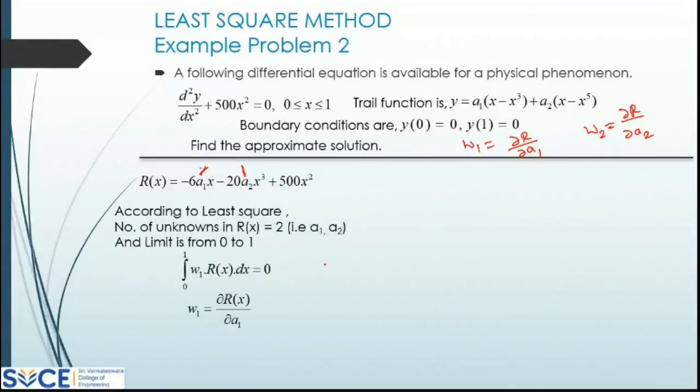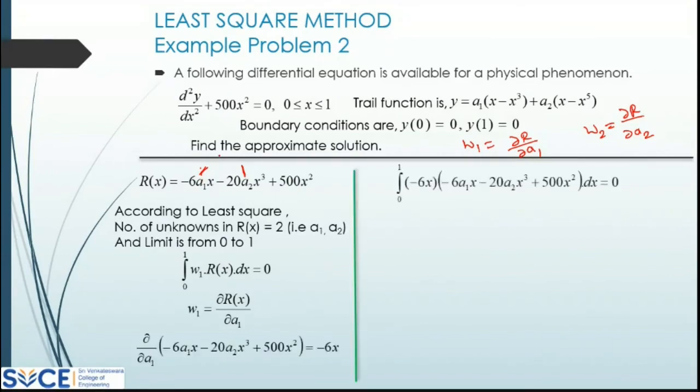So when I put ∂R/∂a1, what I'll get? I will get -6x. So multiply this -6x with your R of x. When I multiply, I will get some other terms, and then I'm integrating it. I am getting a1 plus 2a2 is equal to 62.5. I'm not solving this in detail. When you do this and integrate it, after you apply your limit, you will get this. This is equation number 1.